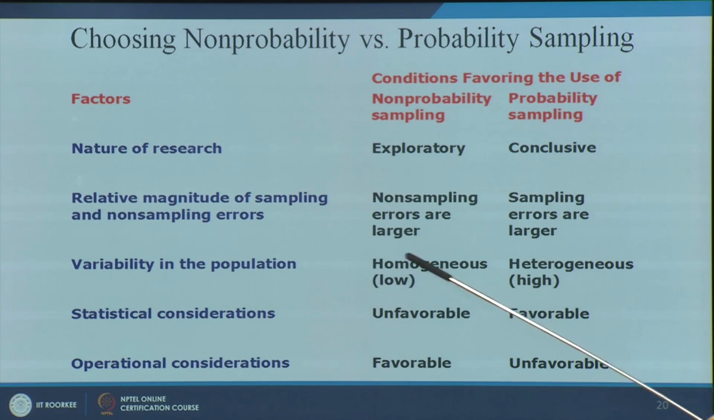Variability in the population, if it is homogeneous, so when there are small differences in the variability, it is good to go for a non-probability method. But if it is high, if the samples are very different from each other, then you should never go for a non-probability, rather a probabilistic sampling. So, that is why I said in most of the experiments we use the probabilistic sampling method. So, these are some of the things.